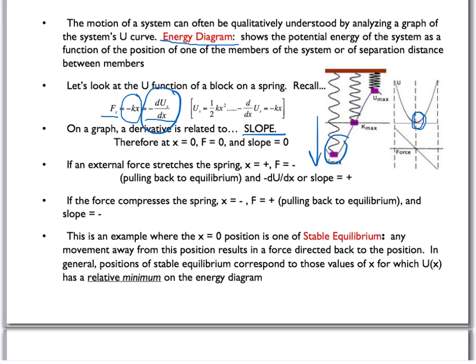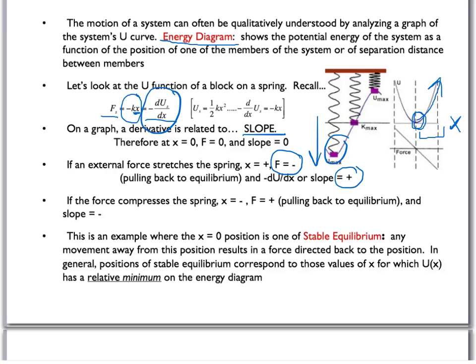Now, if we exert an external force on this spring, and we pull on this spring and we stretch it this way, we see that we now have a positive x value, which gives us a negative overall force. A negative overall force, when we look at the negative derivative of that, is now going to result in a positive slope. So when we look in the positive region of x on this graph, we see that we do in fact have a positive slope occurring on this side of the graph.